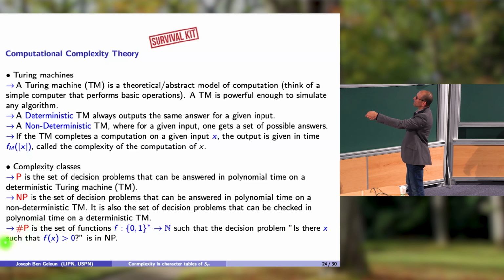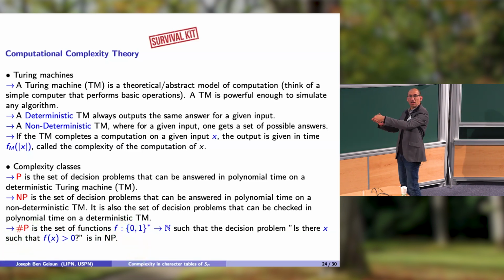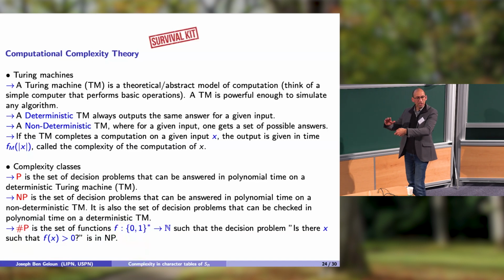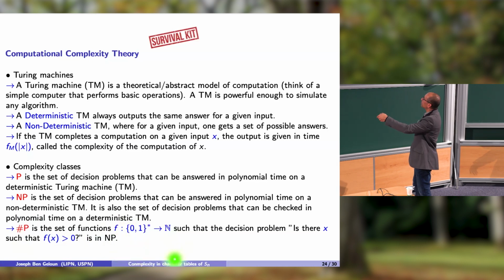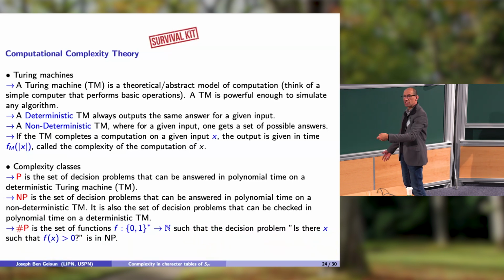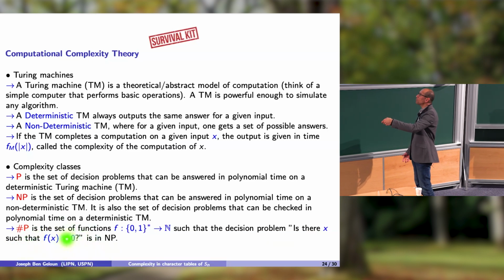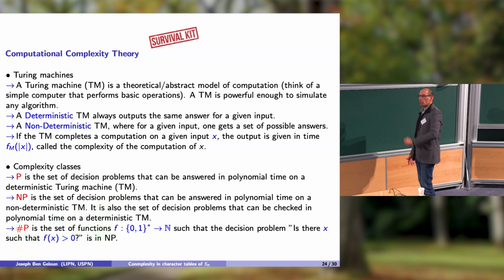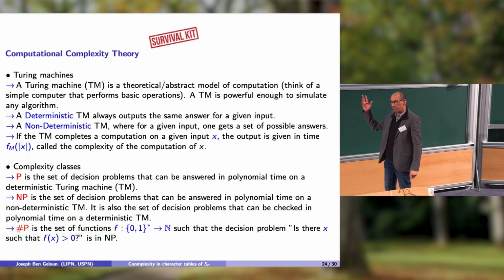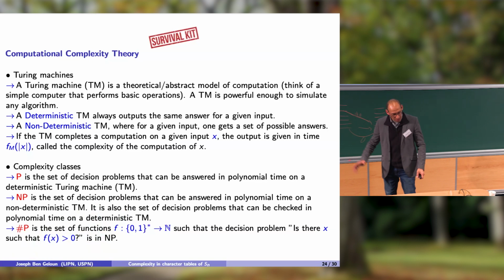Sharp P, what's that? Sharp P is a set of functions. Now, it's not a yes/no question, but you can have any answer, any positive number, such that the decision problem associated with it, is there an x such that f of x is strictly positive, is in NP. So this is a decision problem. It should be in NP before the function f belongs to sharp P. I hope it's more or less clear.